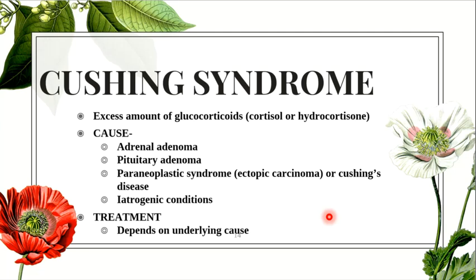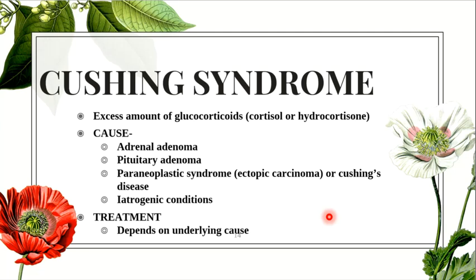Again, tumor, adrenal tumor or pituitary tumor, because pituitary is the one which is controlling the release, right? It releases CRH, which causes ACTH, which further affects the adrenals. So adrenal tumor, pituitary tumor. It can also be a paraneoplastic syndrome or Cushing's disease, and there can also be iatrogenic conditions. Now I know why I included Cushing's after pituitary: most of the time Cushing syndrome is associated with pituitary adenoma. Okay, that's why I included it here.